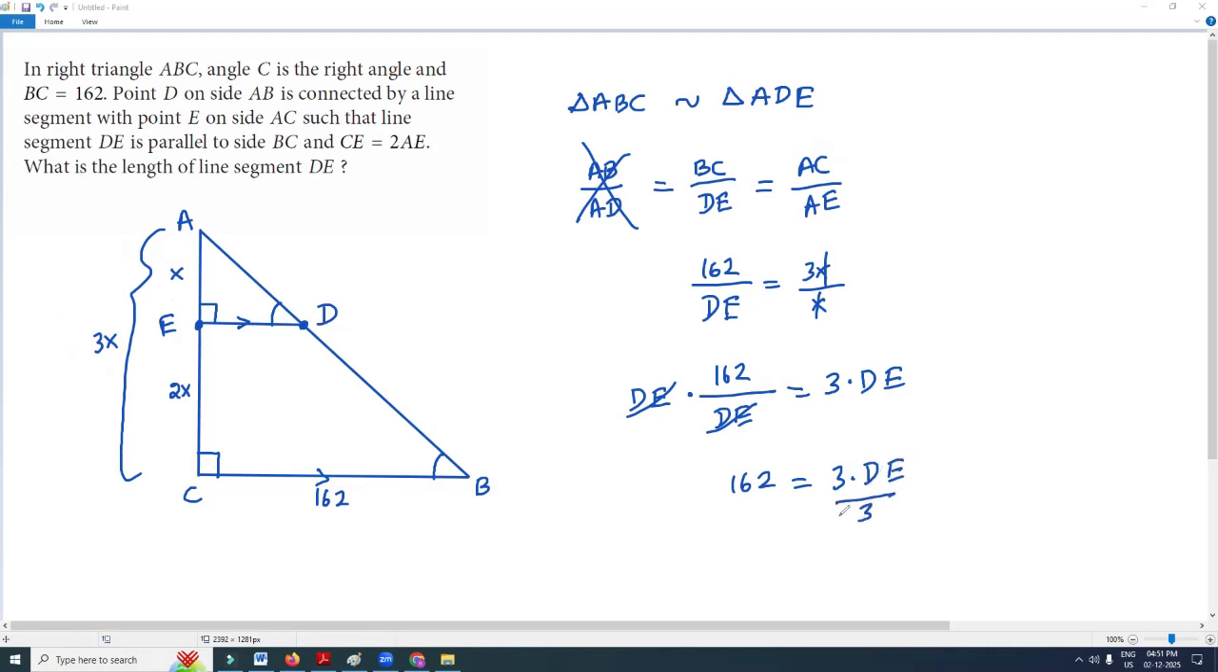Okay, now let me divide both sides of the equation by 3. This 3 will cancel out. When I divide 162 by 3, I am getting 54. On the right side, we have DE. Here I got the length of the line segment DE, that is 54 units.